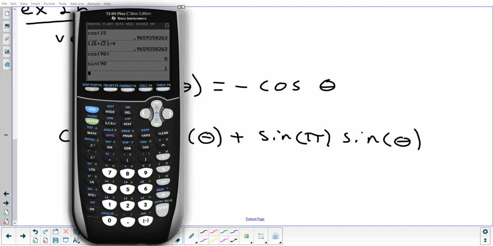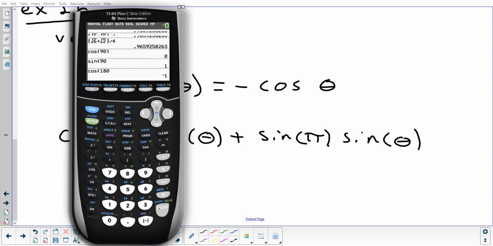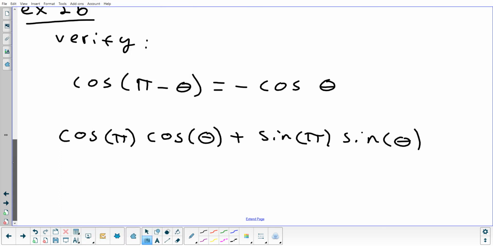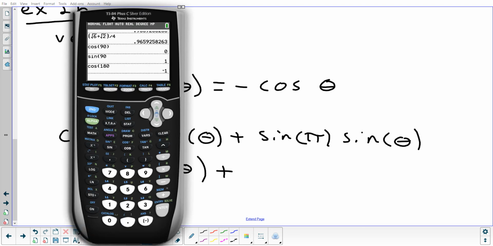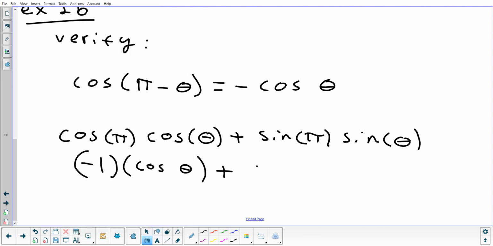Again, I just don't feel like switching to radians. So what's pi? 180. If you want to switch to radians, it's fine. Just change the mode. So cosine of 180 is negative 1. So we have negative 1 times cosine. And now we're going to do sine of 180. That's 0, times sine.